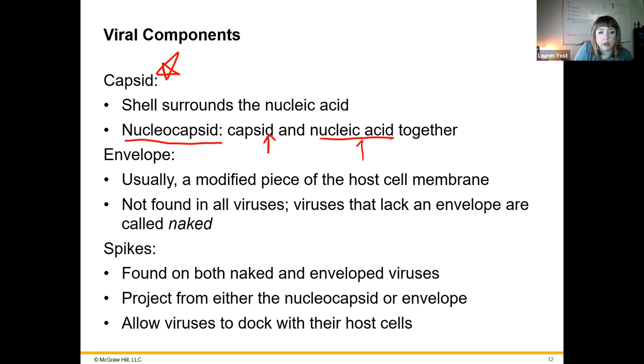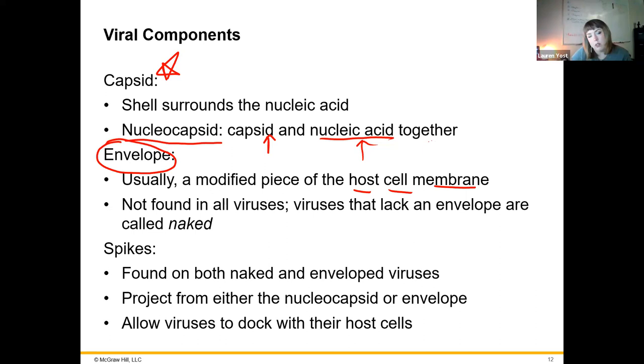Now, what's the difference here and how are we going to compare? You're like, okay, cool, but those are always together. Yes, we always have that. But we also can have an envelope. We usually steal the host cell membrane for these. They don't make their own. It's usually the host cell membrane or nuclear membrane, so the nucleus. They can actually steal the membrane from the nucleus or from the outside of the cell. It just depends on the virus.